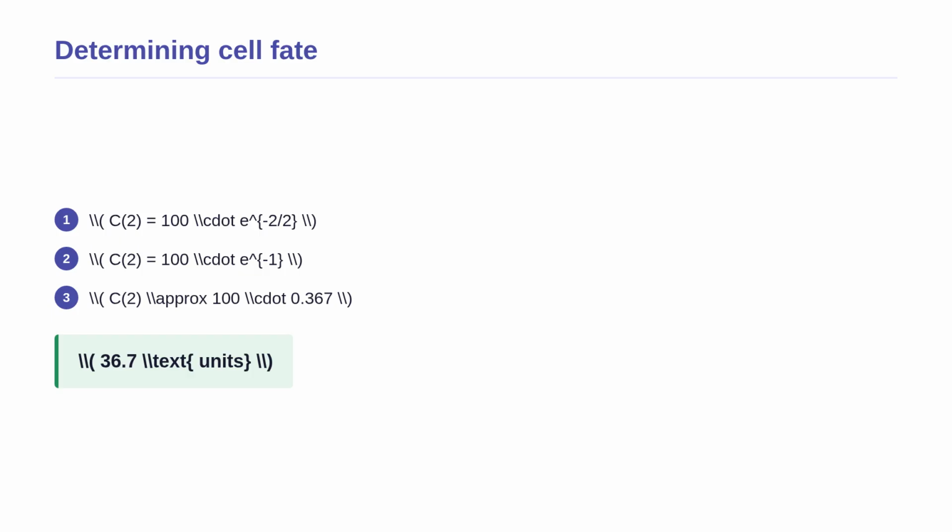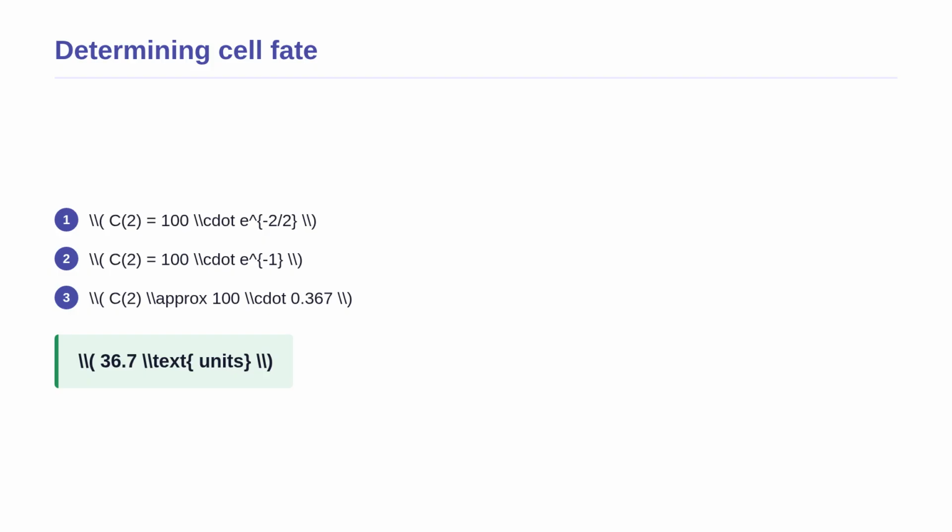Let us see exactly how this chemical gradient determines a cell's fate. Suppose a cut hydra produces a morphogen with an initial concentration of 100 units. The decay length is 2 millimeters. We want to know if a cell located 2 millimeters away will become a tentacle cell, which requires a threshold of at least 36 units.